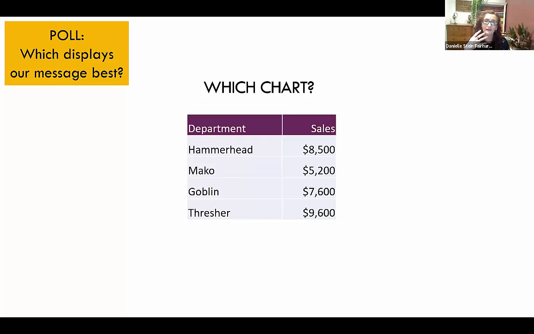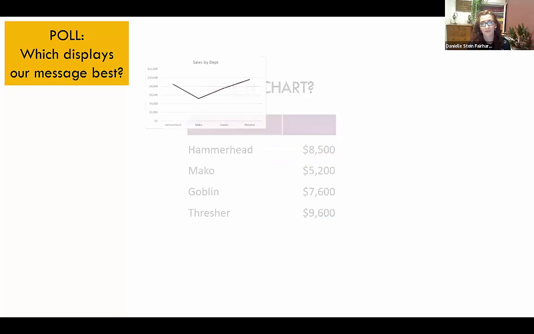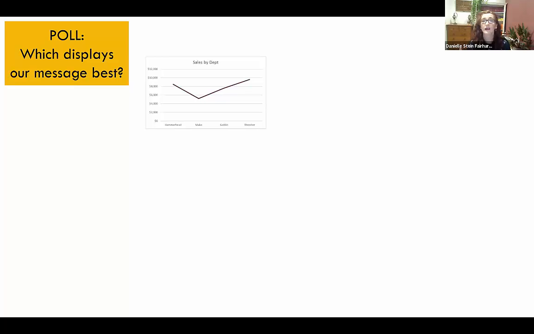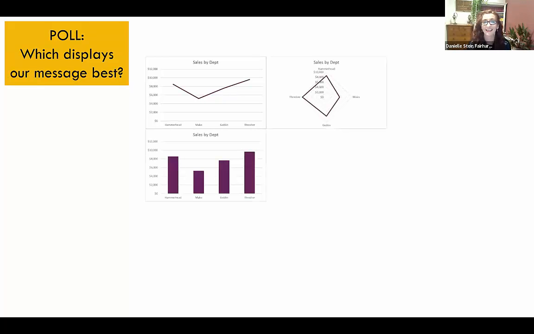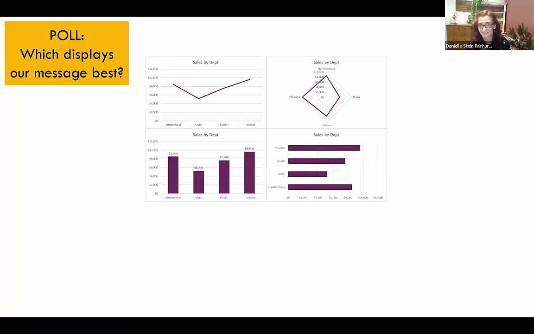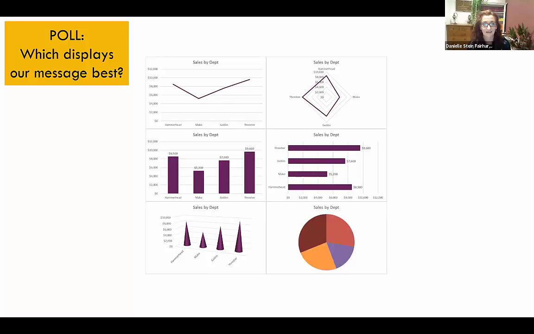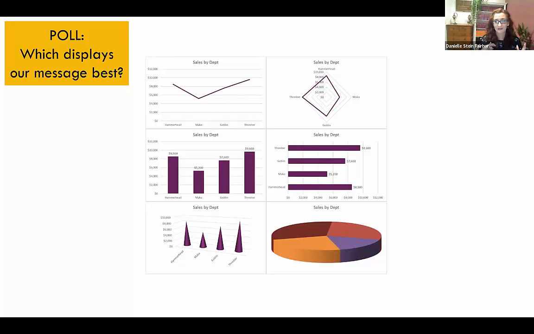So let's say you've got 4 different departments and you're trying to decide which chart, whether you would use a line chart, a radar chart, a column, a bar with perhaps numbers on it, a bar, a column, something like that, or whether you would use a pie chart, perhaps a donut, or even a 3D pie chart. So Sonia's going to just launch another poll for you. So I'd like to know what you guys think.